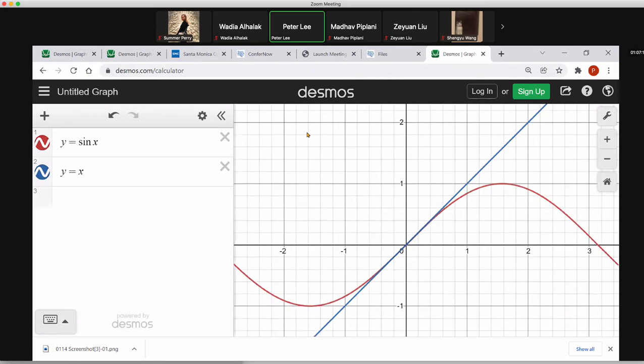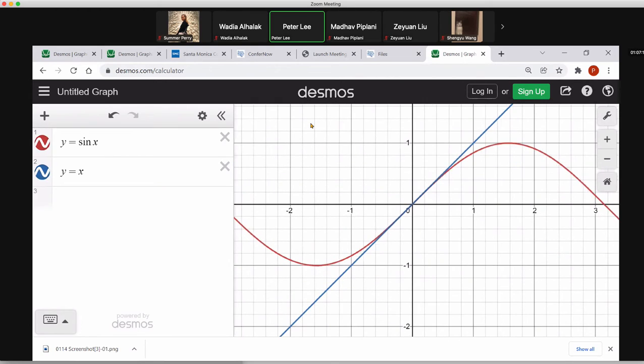So note that this is a sine graph. The red graph is a sine graph. And I would like to let you know that the sine x is actually measured in what? In radians. So what do I mean by that?